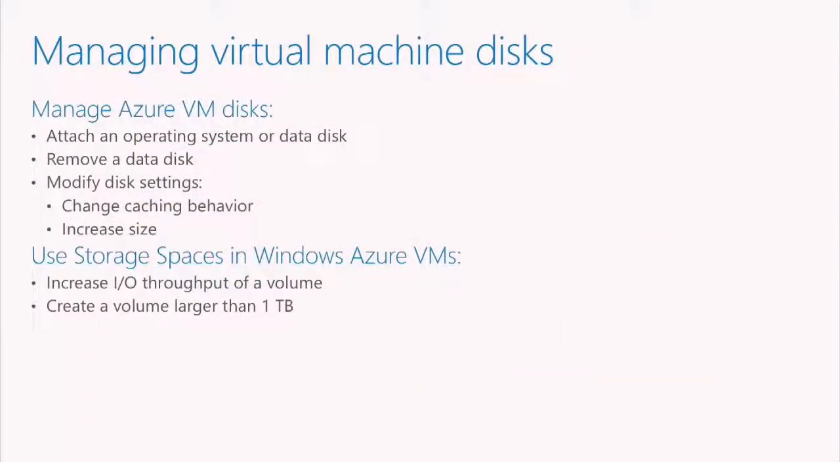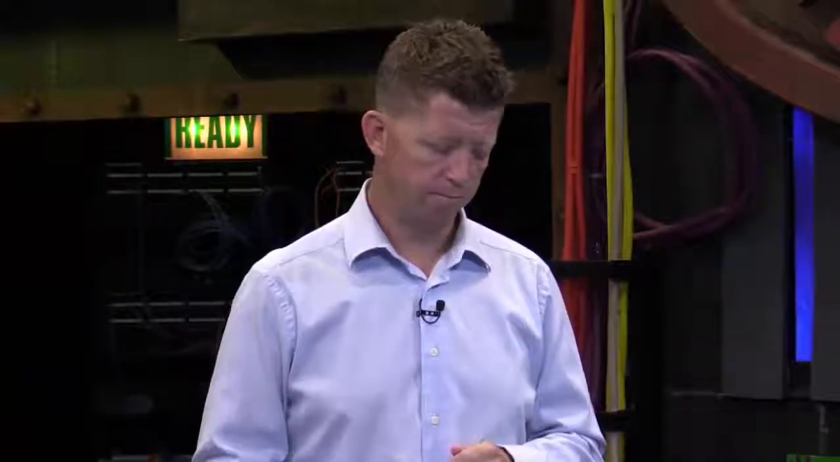So what are some of the tasks that we would typically do? Well, we can attach operating system disks. We can add or remove a data disk. And we can modify disks to make them bigger or change the caching behavior of the disk. And as we recommended, if these disks are attached to a Windows Server virtual machine, you can leverage storage spaces within Windows Server to combine multiple data disks into a single, larger, faster, more high-performance volume.